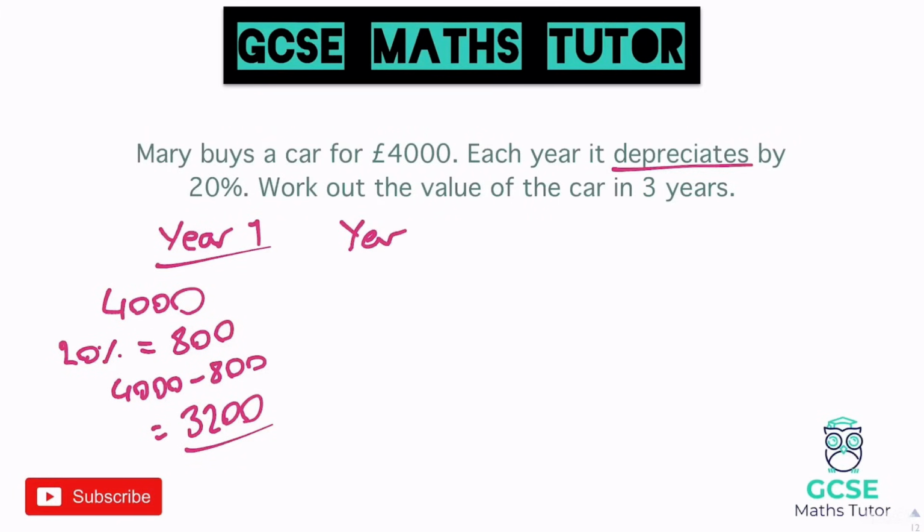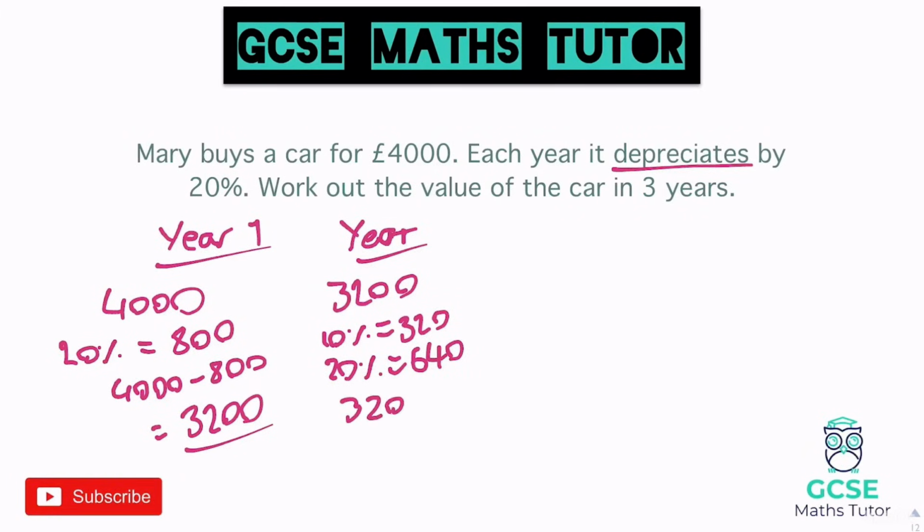Now in the second year, it's worth 3,200. 10% of that is 320. 20% of that is double that, 640. And we could subtract 640. So 3,200 take away 640 will leave us with our answer for the final year. Take away 640 there, gives us 2,560. And we can finish this off, or I should have said year 2, we can finish this off on year 3.